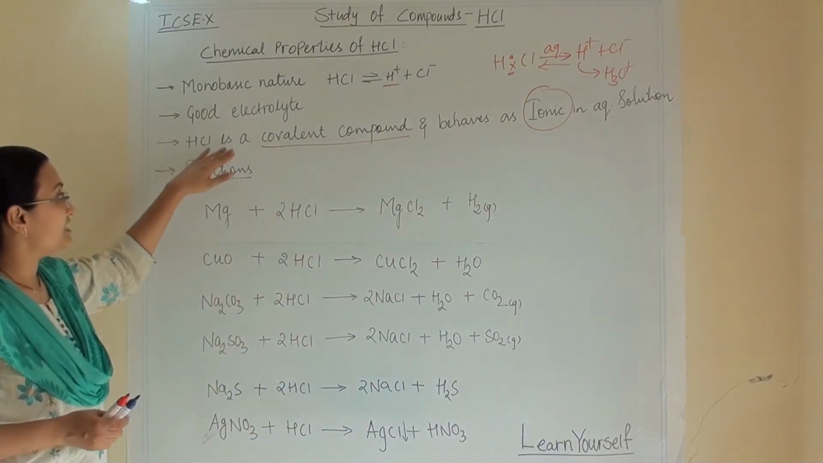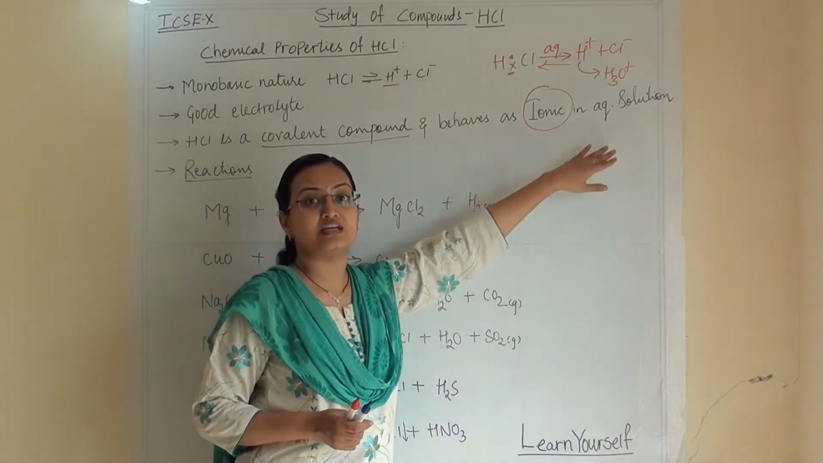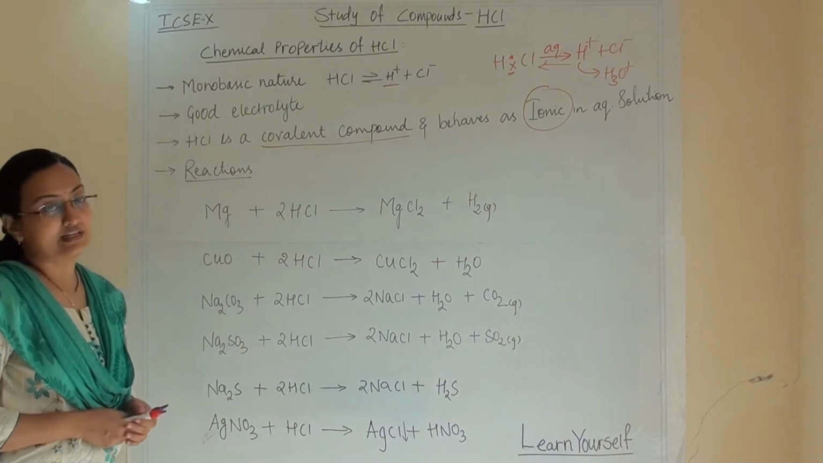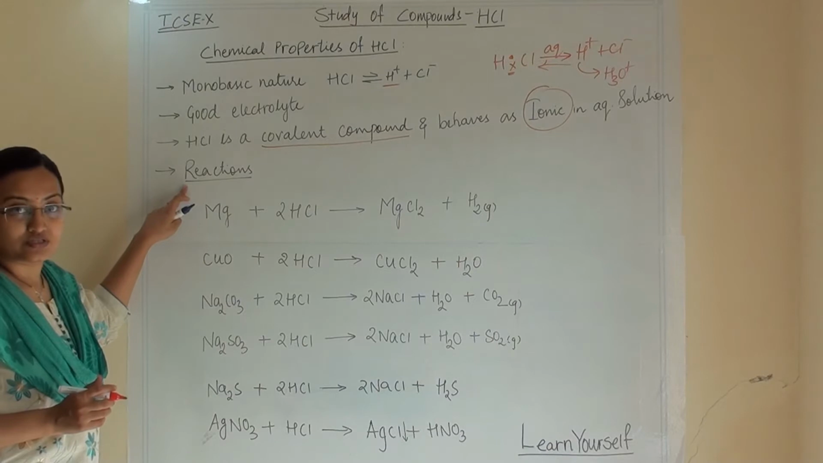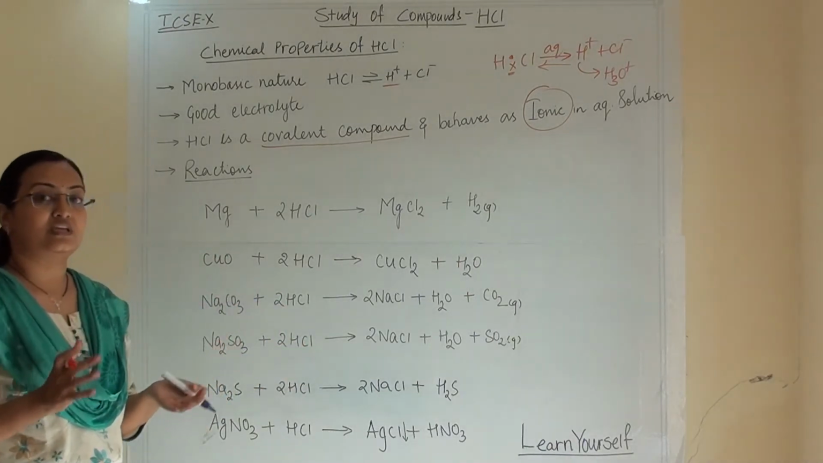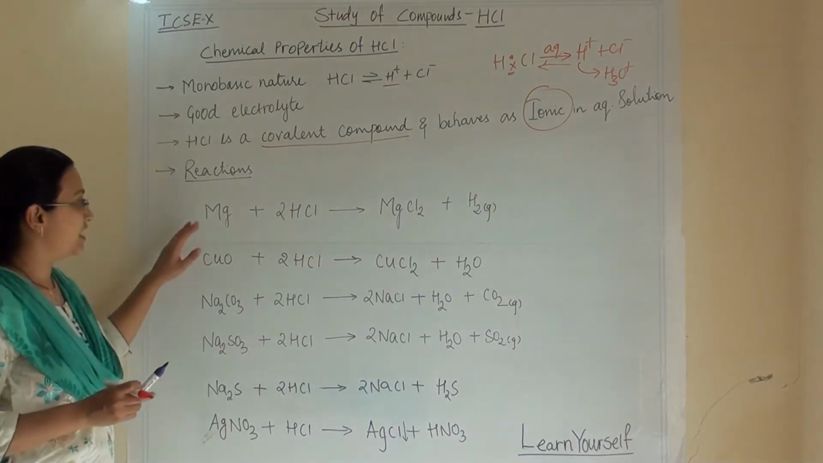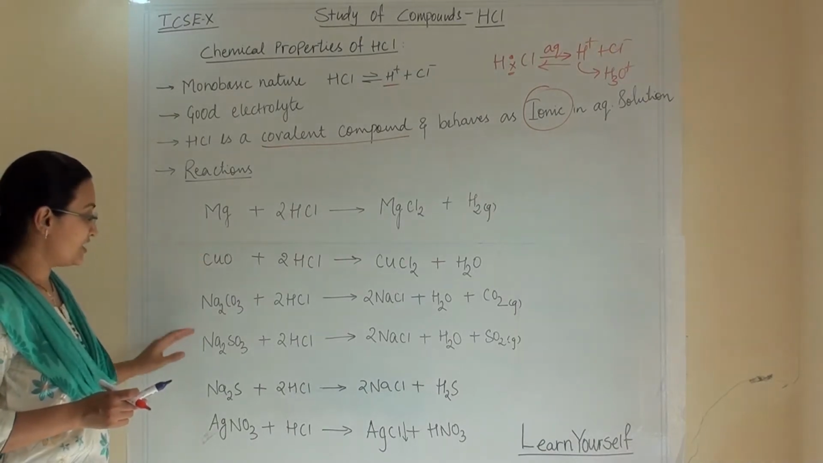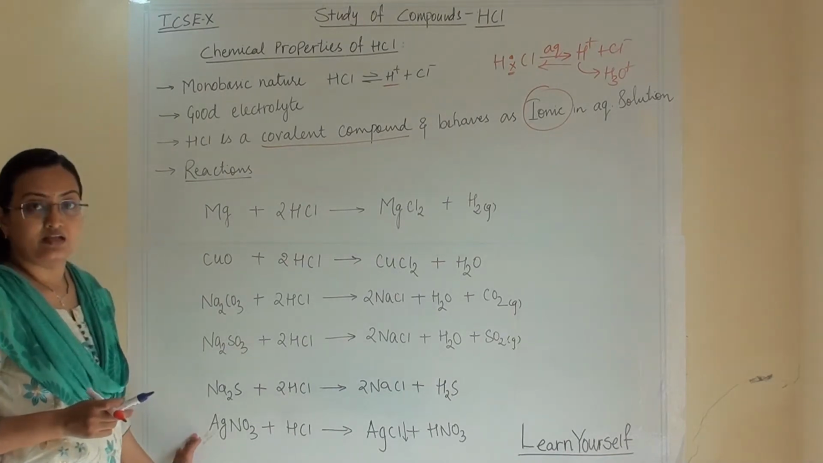So HCl is a covalent compound but it behaves as ionic in the aqueous solution and it is a very good electrolyte. Now there are some reactions for hydrochloric acid, where it behaves in a particular way when it is reacting with metal, active metal, base, carbonates, sulfide and nitrates.